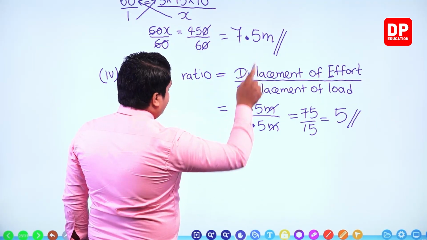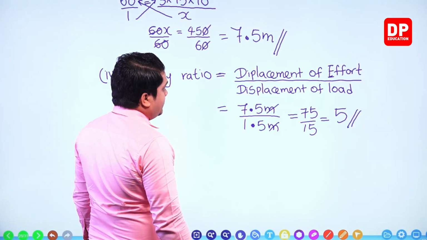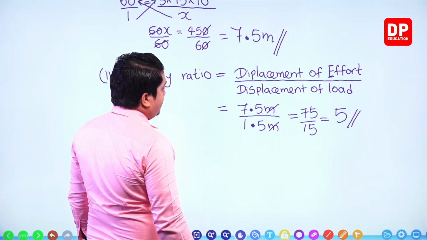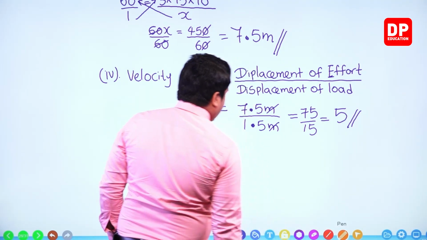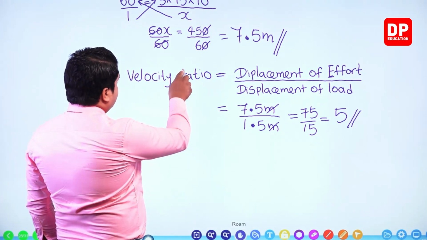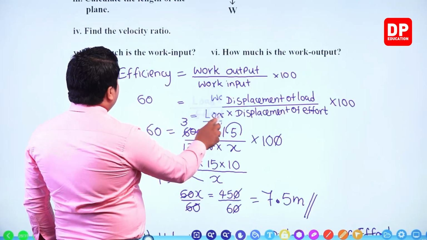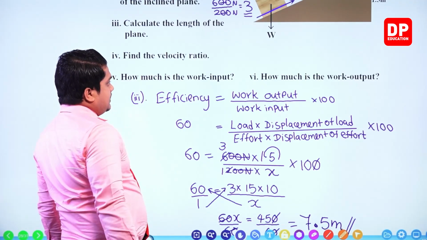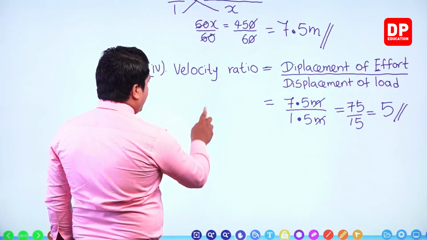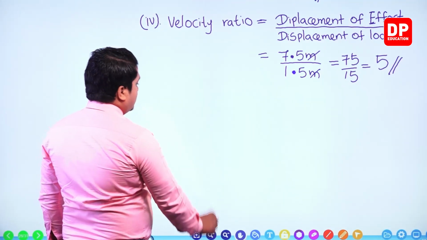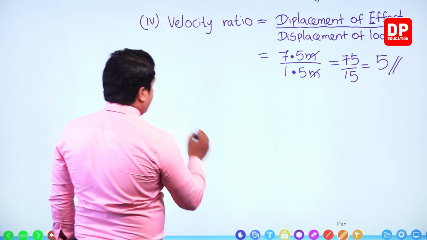So the length of the inclined plane is 7.5. You divide it by 1.5. The answer is 5. Then what is the next question? Question number 5, the work input. We'll find out the work input then.